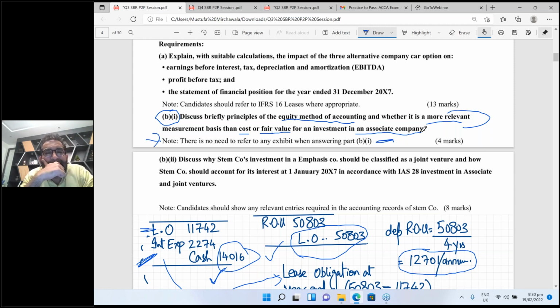See this note: there is no need to refer to any exhibit when answering part B of this question. Okay, let me show you.